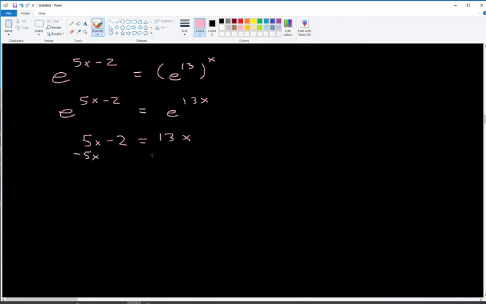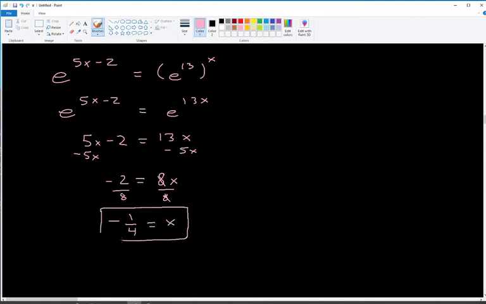I'll subtract the 5x's across. So I get negative 2 is 13 minus 5 is 8x. We divide the 8. Negative 2/8 is the same as negative 1/4. So we get negative 1/4 equals x. Okay, so same base. Once you get same base, you ignore the base and just set the powers equal and kind of go from there.